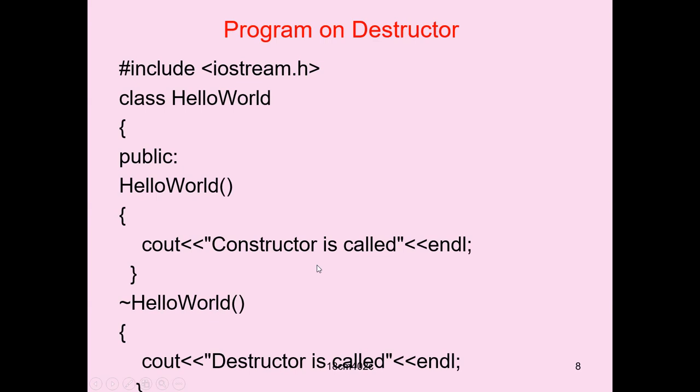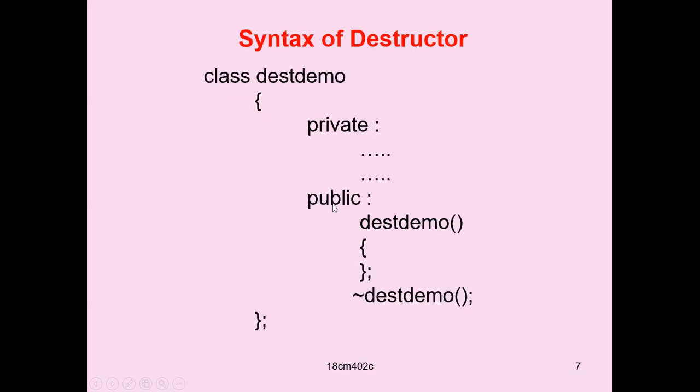And this is the destructor, ~DestDemo. Both the constructor name and the destructor name are the same, but the destructor is preceded by the tilde operator. So this is the syntax to declare the destructor. The class name should be used as the member function name, preceded by the tilde operator. Then we can say this is the destructor.